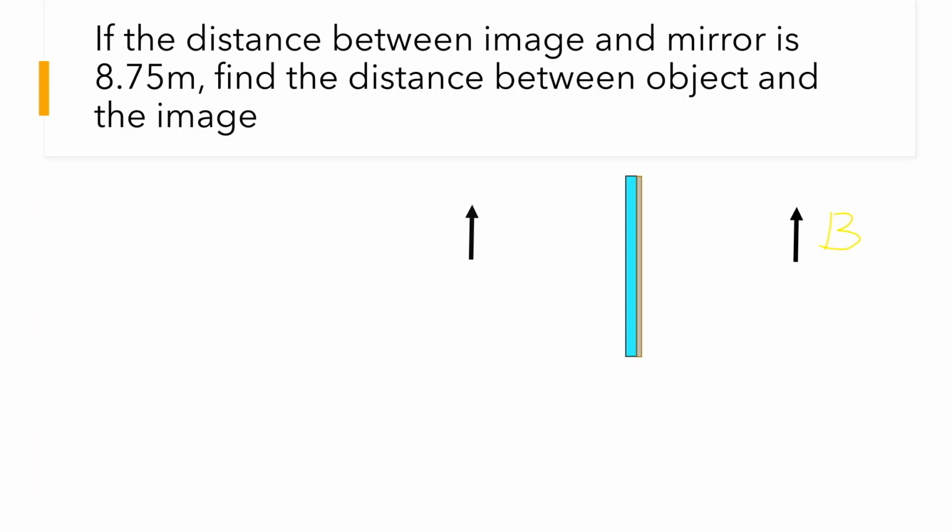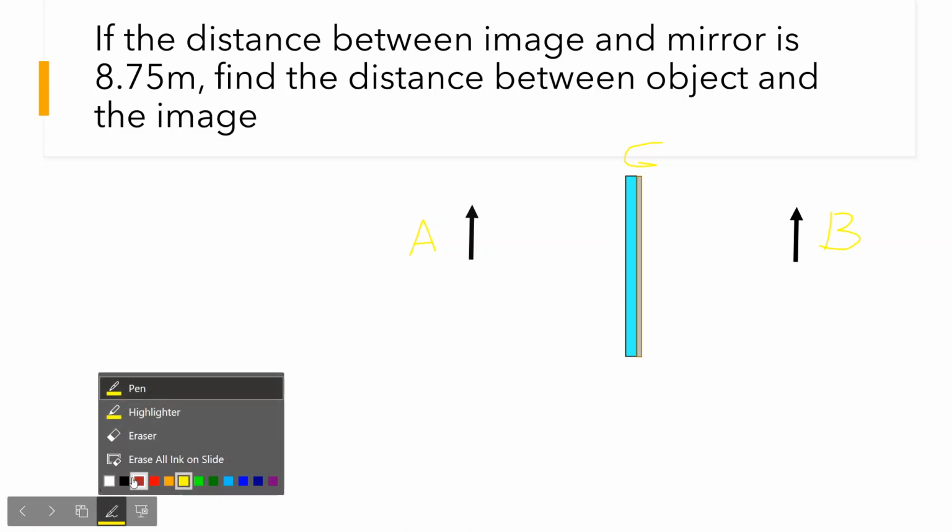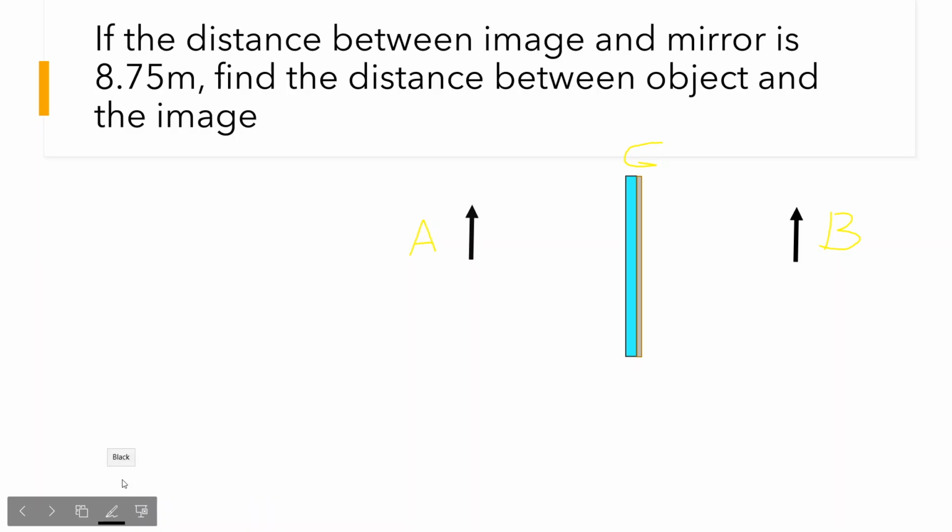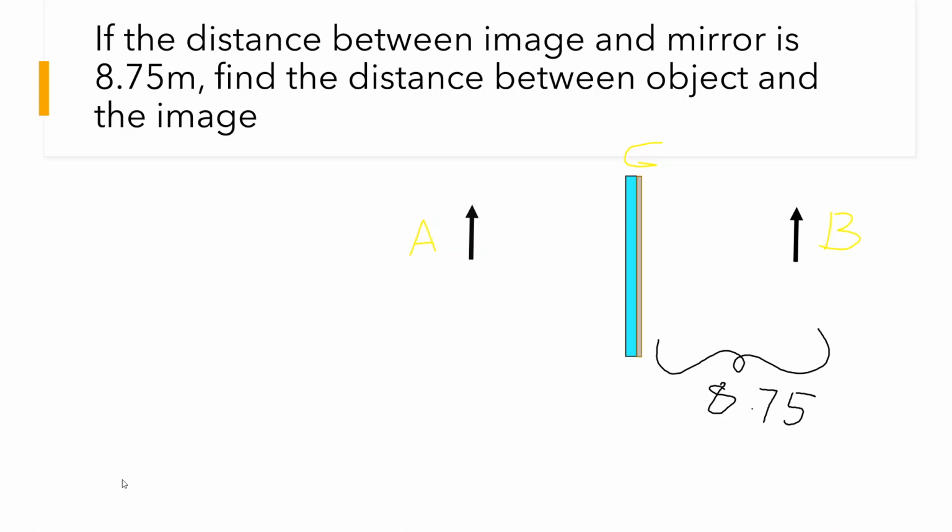I'll name it B. This is the object, I'll name it A, and this one is the middleman, C. What they gave is that the distance between the image and the mirror is 8.75. They are asking the distance between the object and the image, that is AB. We'll take that as x because we don't know. We want to find that.